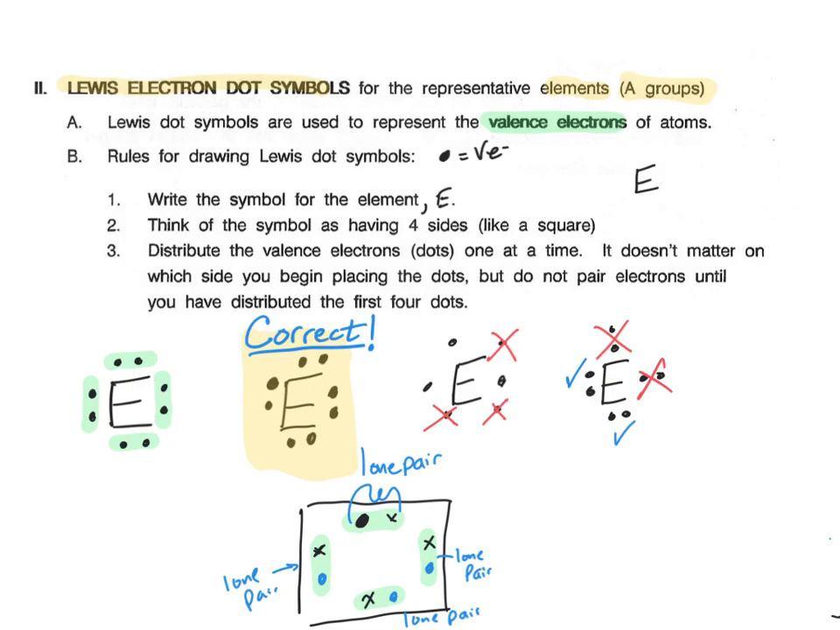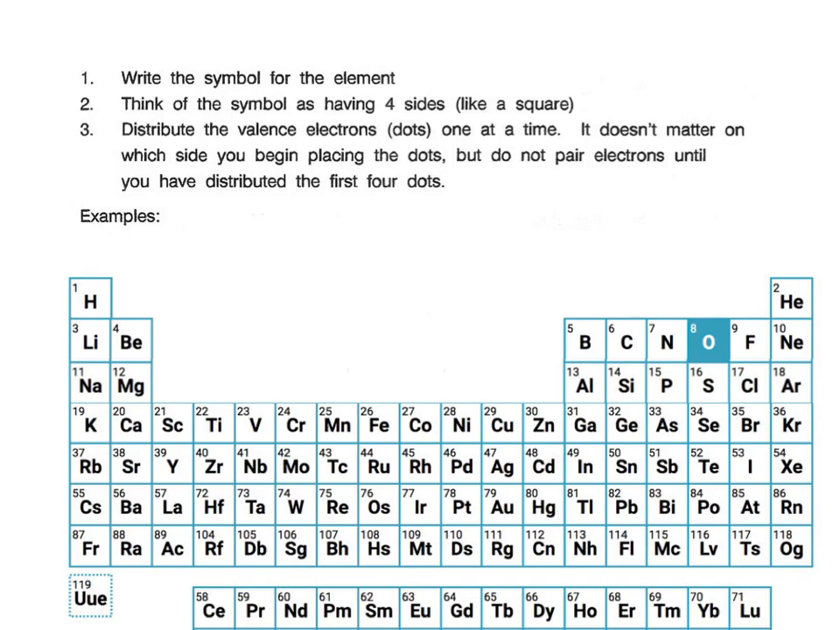So just a real quick reminder of how many valence electrons we have. We have 1 for group 1A, 2 for 2A. All of this section is 2 valence electrons. Then 3 for 3A, 4 for 4A, 5 for 5A, 6 for 6A, 7 for 7A, and 8 for 8A. Remember, helium only has 2 valence electrons because it only has 2 electrons.